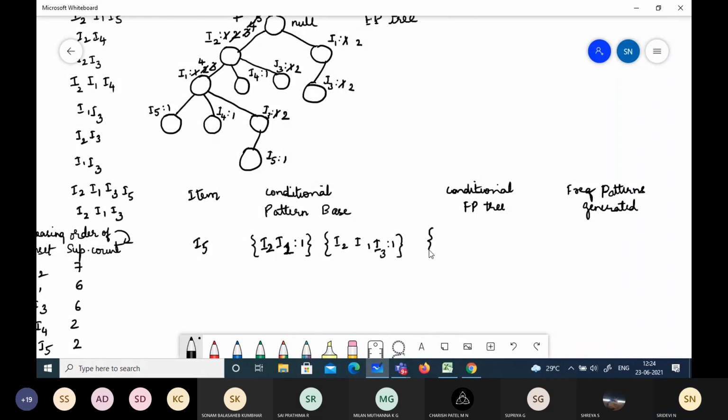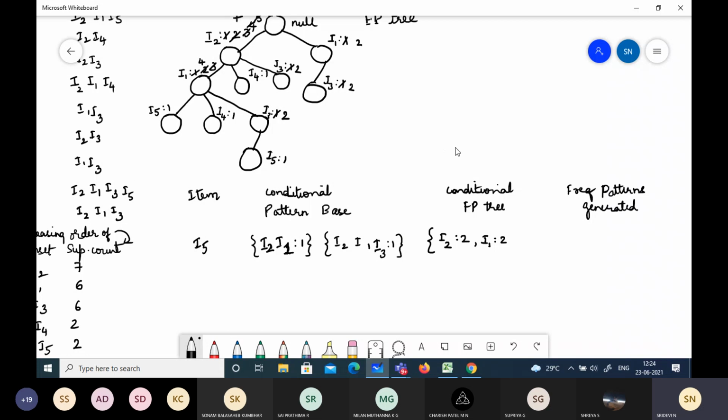This means that the count for I2 is 1, I1 is 1, I3 is 1. I'll sum up here. For I2, what is the count? According to this, I2 is present in both the transactions. So the count is 1 plus 1, it is 2. I1 is also present in both transactions, so it is 2. And I3 is present in only one transaction and the support count is only 1.